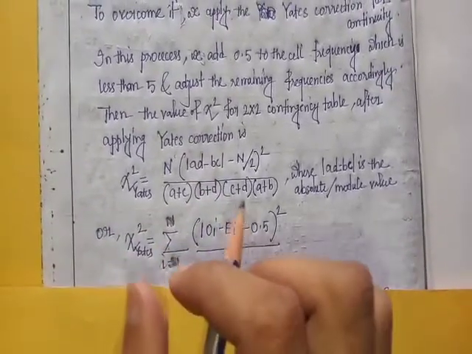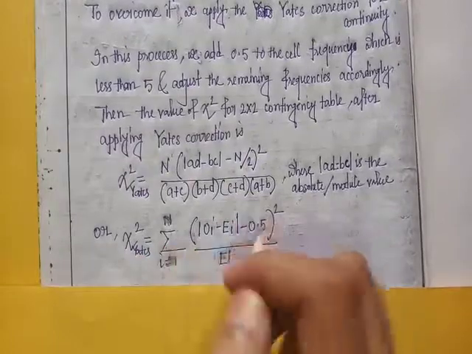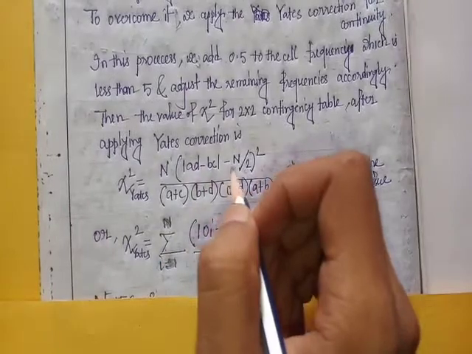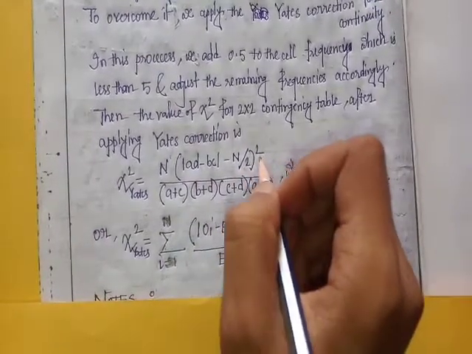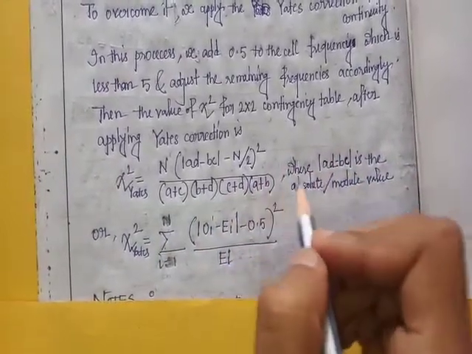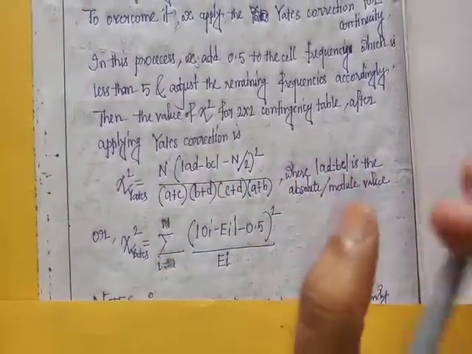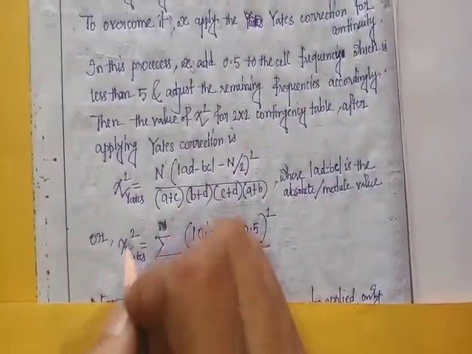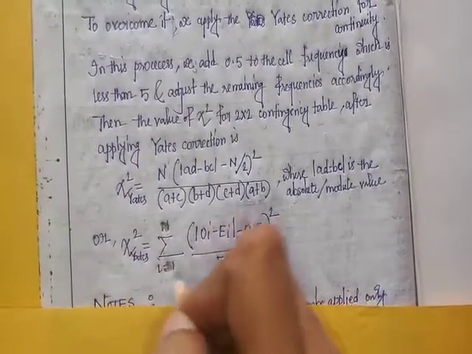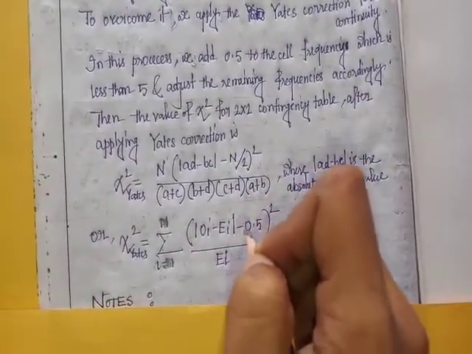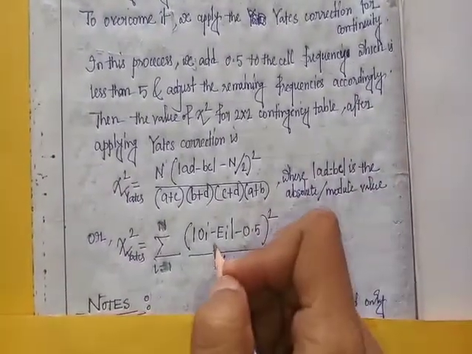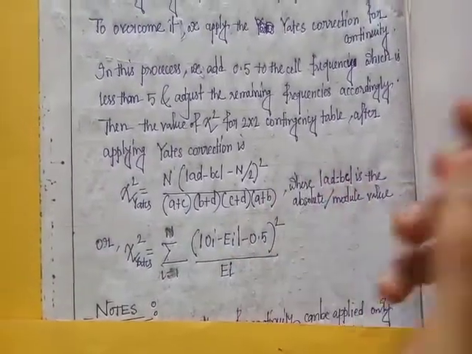So the value of chi-square using Yates correction is capital N into modulus AD minus BC minus N by 2 whole square by A plus C into B plus D into C plus D into A plus B, where modulus AD minus BC is the absolute or modulus value. Another formula of Yates correction is chi-square Yates equal to summation over i modulus Oi minus Ei minus 0.5 whole square by Ei, where modulus Oi minus Ei is the modulus value.